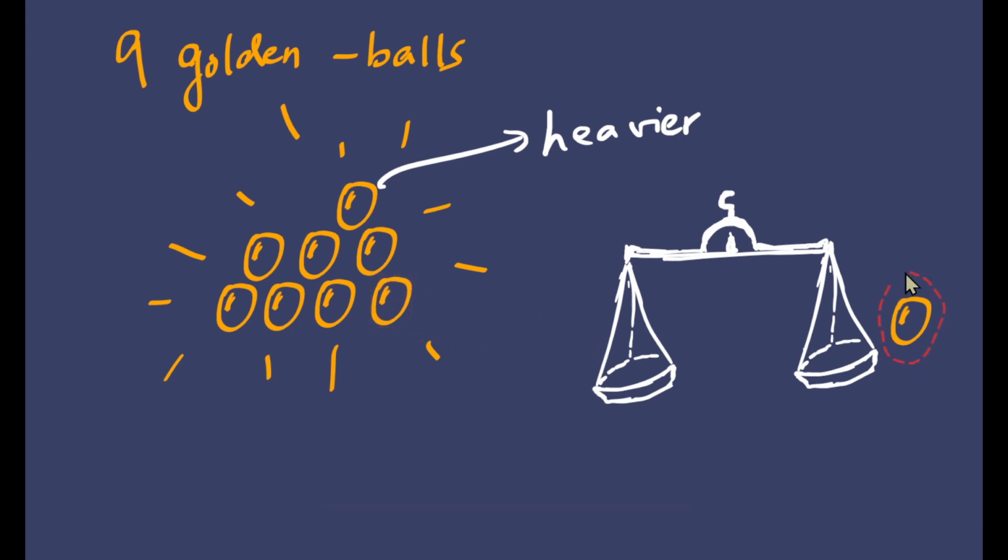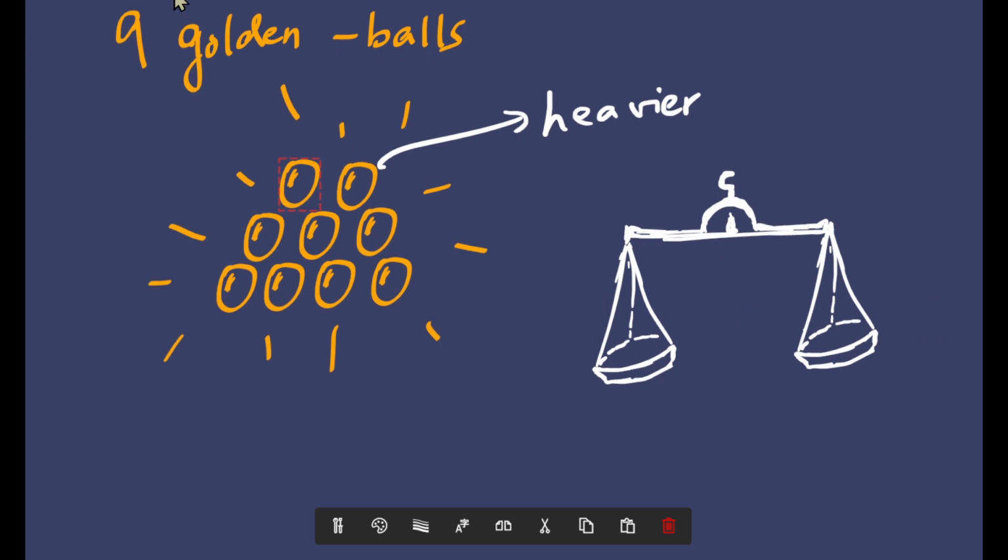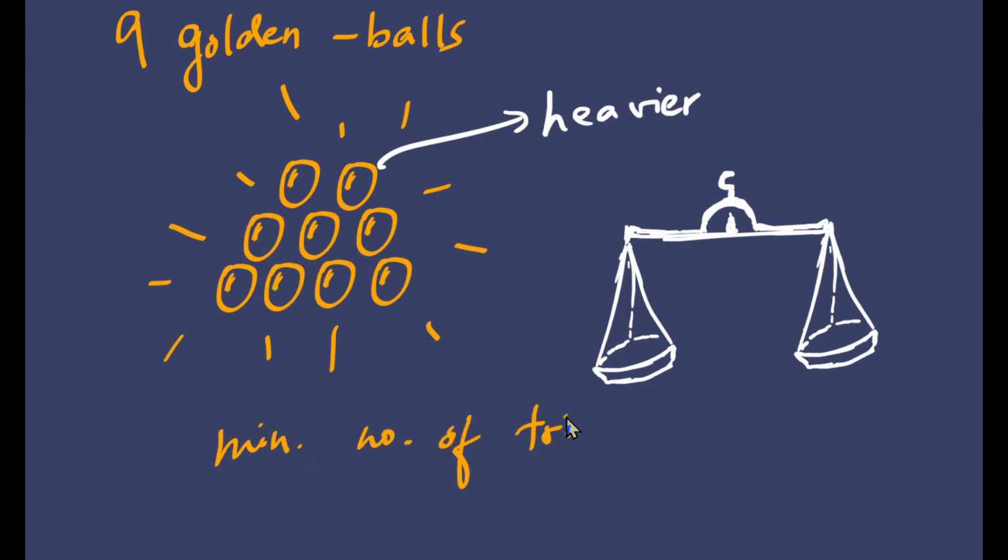So what I just did now counts as one trial. I took two balls and I placed them on either side. So that is one trial. One read of the beam balance is one trial for me. So I want to do this in minimum number of trials, finding the faulty ball in minimum number of trials. Yeah. So how do you do this?